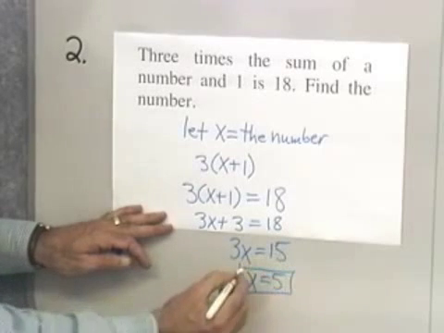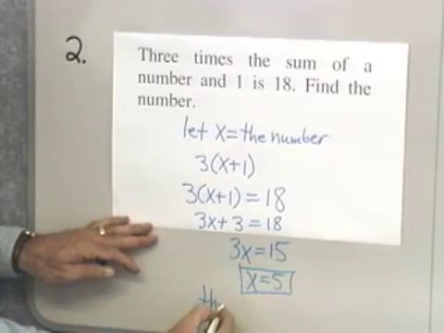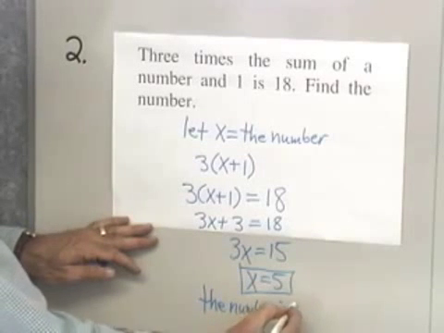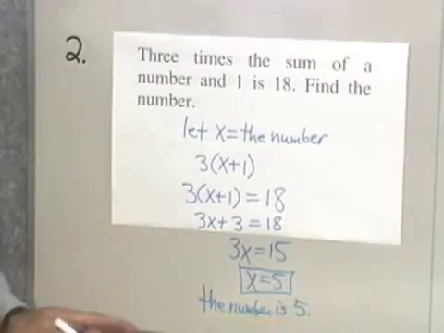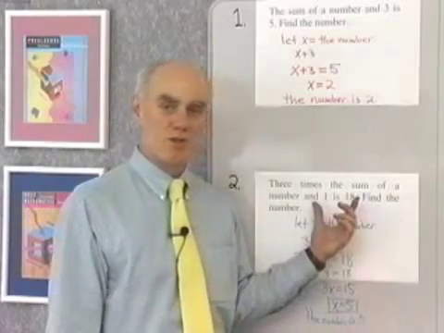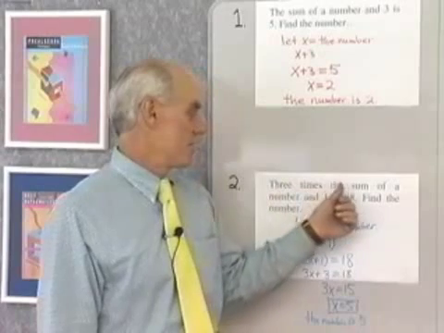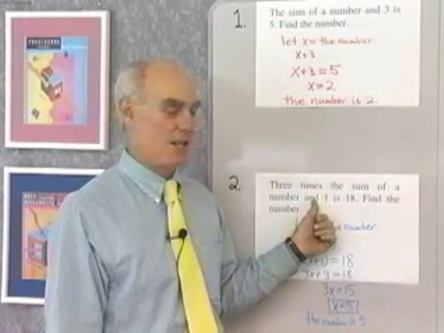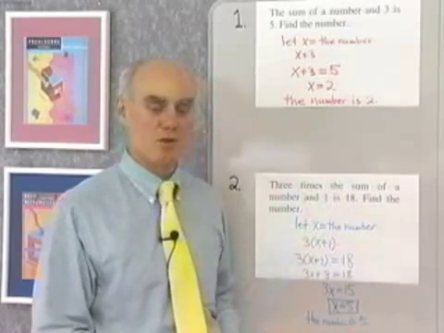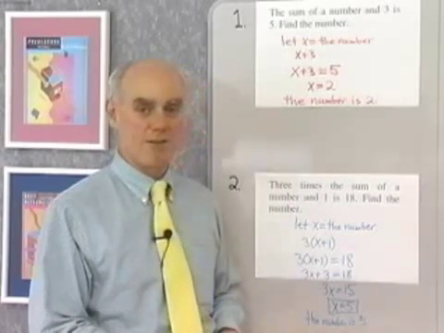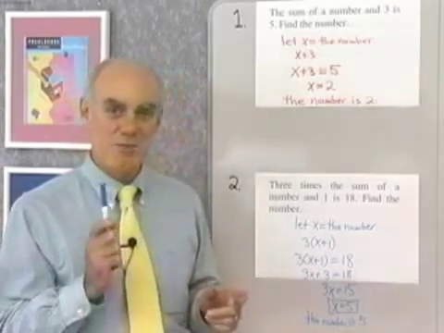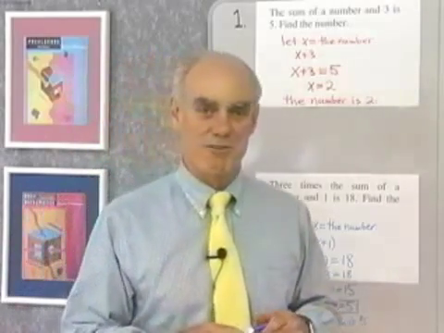So my solution is x equals 5, which I will write out as the number is 5. Now let's go back and check the number 5 in the original words of the problem. 3 times the sum of 5 and 1, well 5 and 1 is 6, 3 times that is 18, is 18. So certainly that solution x equals 5 checks in the original words of this problem. The next problem that we want to do involves a geometric figure.